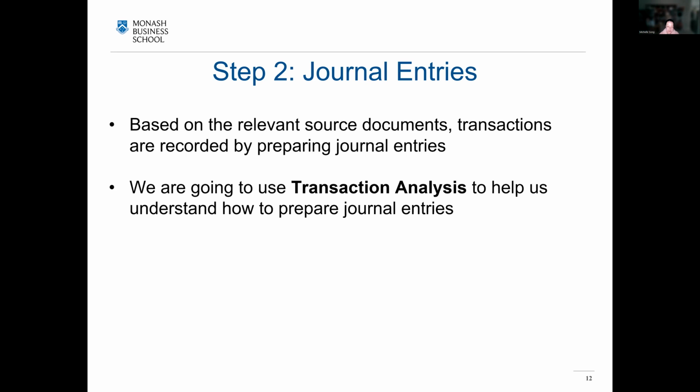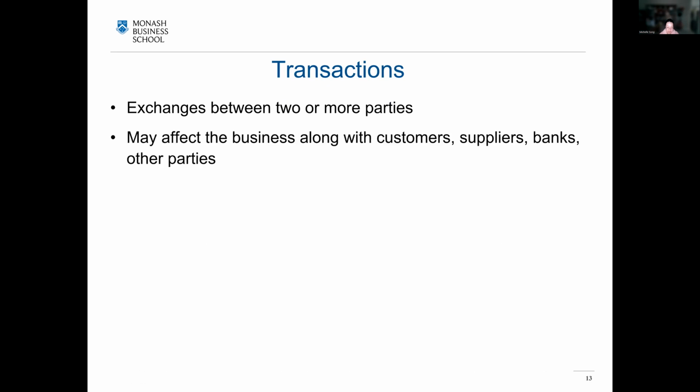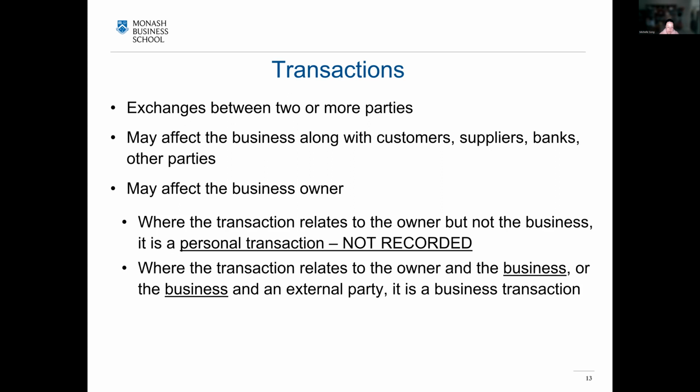Okay, so let's take a step back and try to analyze the transactions in order to help you understand the transaction, and then help us to prepare a journal entry. Firstly, what do we mean by transactions? Transactions are exchanges between 2 or more parties. This may affect the business along with various stakeholders, for example, customers, suppliers, banks, and employees. A business transaction may involve the owner, but if a transaction only affects the owner, not the business, then it is not a business transaction.